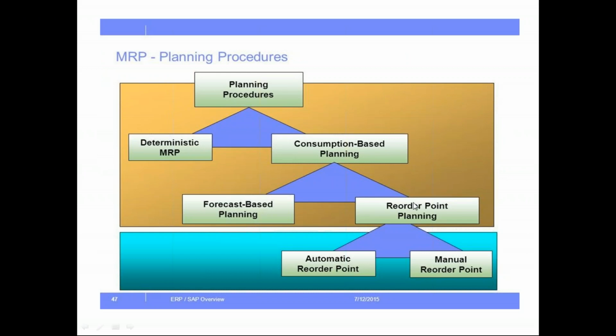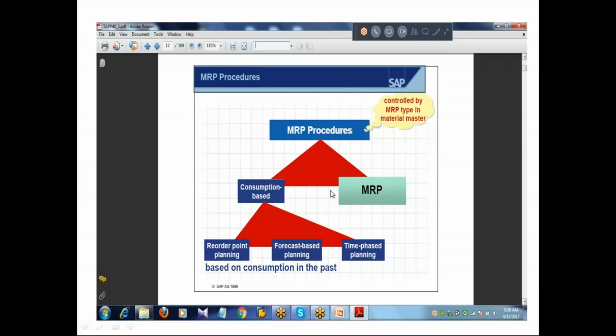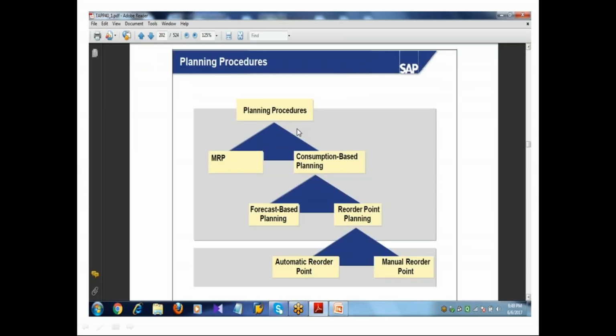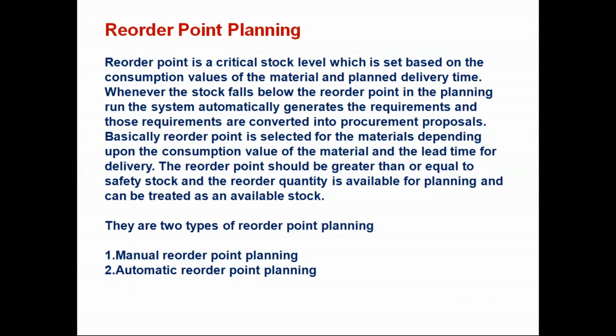Consumption based planning, forecast based planning, the trigger point is further divided into automatic and manual. So these are the planning procedures we'll discuss. So consumption based planning is a planning where MM integration with PP takes place, or PP integration with MM takes place. That is, here we are going to see the procurement of the raw material, that is external procurement we will cover. Then we'll start with the reorder point planning. So what is reorder point?